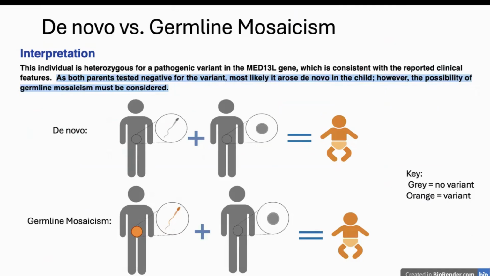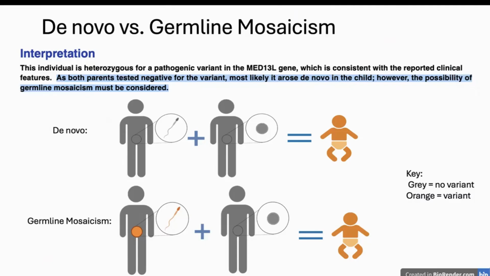I wanted to talk more about de novo variants and germline mosaicism because it can be confusing and it is an important topic. If a lab is reporting out a de novo variant like this, they will probably have a statement like the one you see here highlighted on the slide. As both parents tested negative for the variant, most likely it arose de novo in the child. However, the possibility of germline mosaicism must be considered.